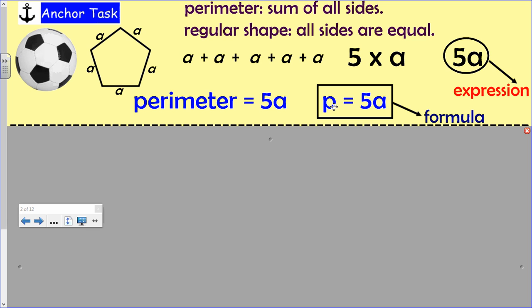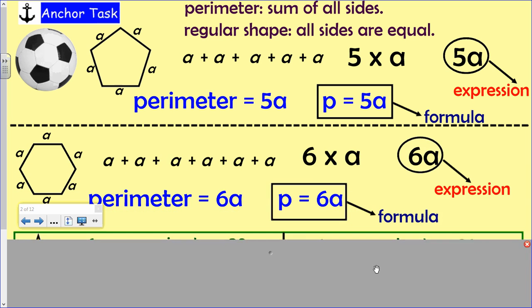So here is a formula, which was your objective, remember? A formula for this would be P equals 5A. Now P just simply is standing for a perimeter. It's just a short version of it. P equals 5A is our formula. So 5 times A will give us the perimeter, okay, rather than doing A, add A, add A, add A, add A.